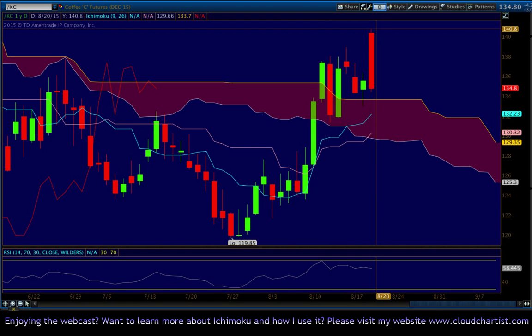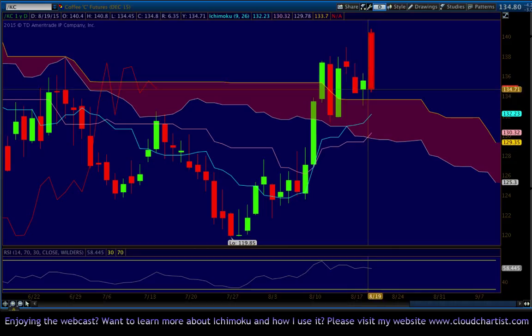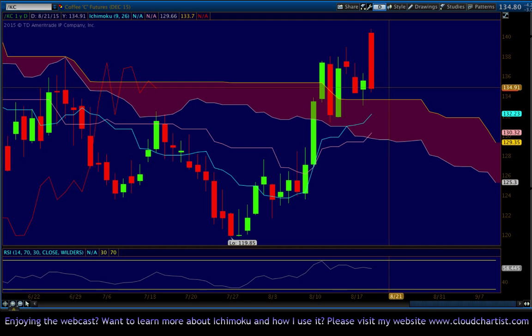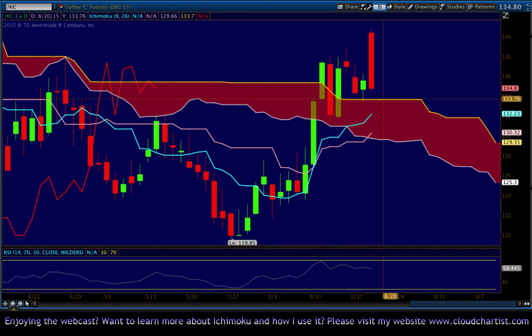above the cloud after putting in this reversal type candle, and in fact we are in an uptrend with a higher high and a higher low, but we closed very close to the lows of the candle, so not looking very bullish for coffee here at the moment. Suggests we might come back and test the top of the cloud again at 133.76, and perhaps even come into the cloud and test the Tenkan-sen.